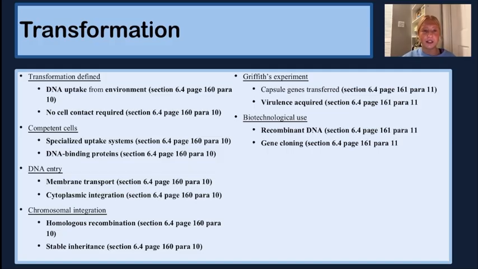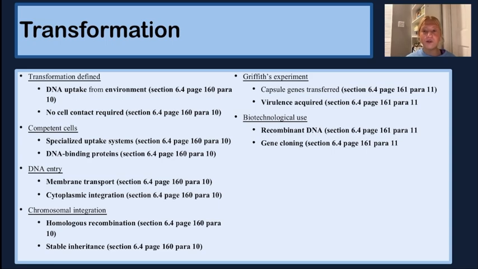So now I'm going to talk about transformation. Transformation will occur when the bacterium takes up naked DNA from its surroundings. And this makes it unique among horizontal gene transfer mechanisms because it does not require direct contact, whereas conjugation does. So only competent cells can undergo transformation because they have specialized proteins that can bind and transport DNA across the cell envelope. And once they're inside the cytoplasm, portions of the incoming DNA may be integrated into the chromosome, and this will allow new genes to be replicated and then inherited.